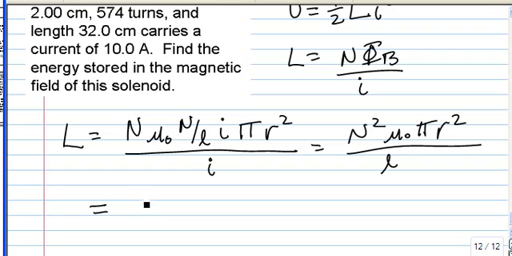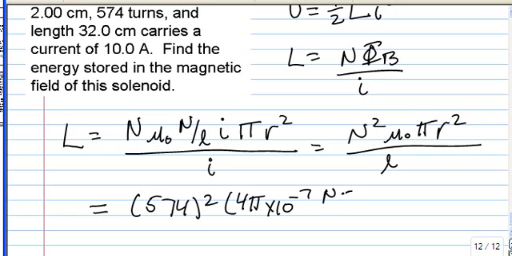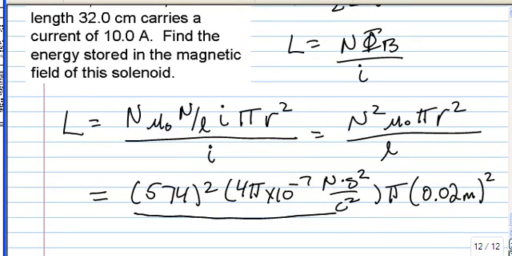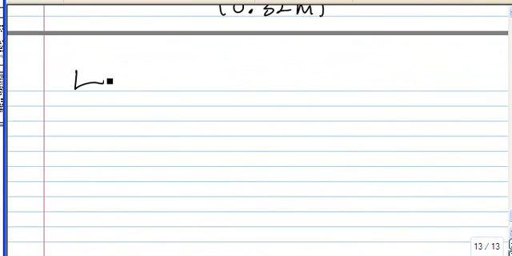Let's go ahead and put this together. The number of turns is given as 574 squared, no units, just the number of turns, times a constant mu naught, 4 pi times 10 to the minus 7 newtons second squared per coulomb squared, times pi times the radius of the solenoid, which is given as 0.02 meters, 2 centimeters. And we have to square that to get the area. And then we have to divide the whole thing by the length of the solenoid, which is given as 32 centimeters, or 0.32 meters. Combining this all together, we can calculate the inductance.